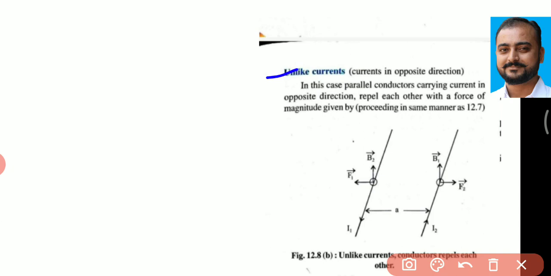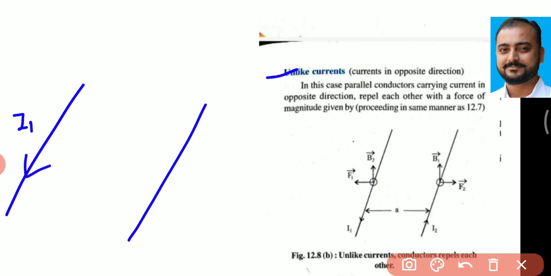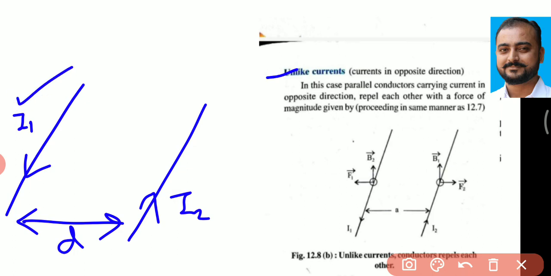So first thing, let us consider these two current carrying conductors which are parallel to each other. Now there should be the unlike current. Suppose I1 is directed towards your side and I2 is directed away from you. Both are separated by a distance d. Now you have to just imagine, by applying the right hand thumb rule. First you have to apply the right hand thumb rule for conductor 1.